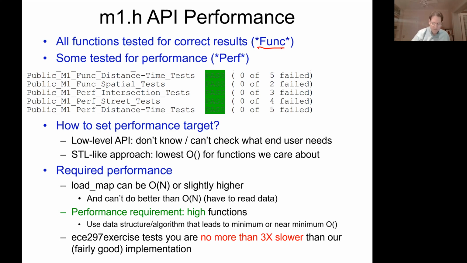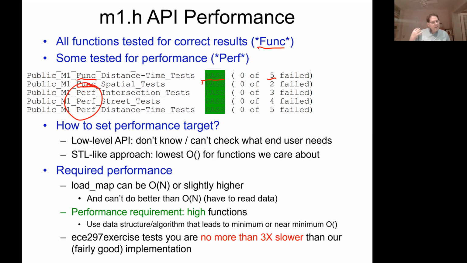This is a piece of the output from ECE 297 exercise, and you can see there are a couple of functions here that have the word func in them. They're just testing. This did 5 different tests, and all of them passed. So it comes out green, and they weren't timed. This was just about getting the right answer. And the same for the second one. Then I've got 3 more tests down here that have perf in their name. Those ones are testing, was your code fast enough?